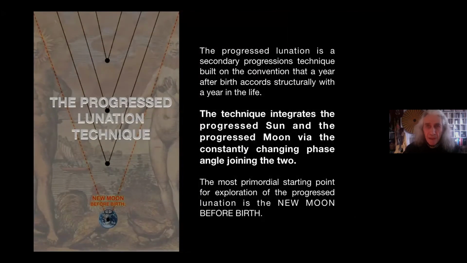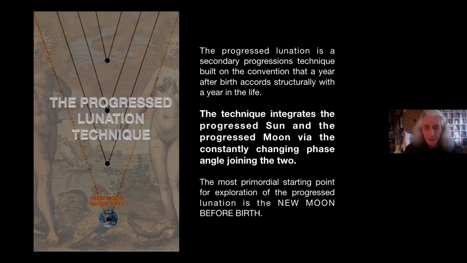The progressed lunation is a secondary progressions technique built on the convention that a year after birth accords structurally with a year in the life. The technique integrates the progressed sun and the progressed moon via the constantly changing phase angle joining the two. The most primordial starting point for exploration of the progressed lunation is the new moon before birth. And we talked a little bit about that earlier.